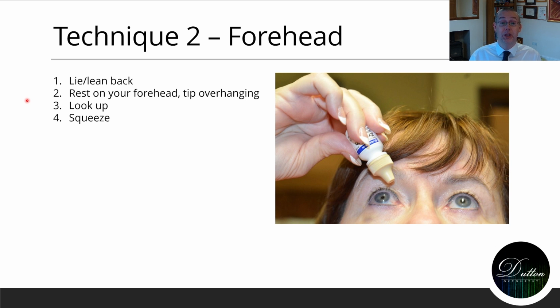So for this one, you're either lying down or leaning right back. You're going to be relying more on gravity for this one. Once again, as before, you squeeze the bottle so that the drop is prepared, and you rest either your finger and the dropper bottle or the dropper bottle itself on your forehead, as you can see with the picture here, with the nozzle overhanging the eye.